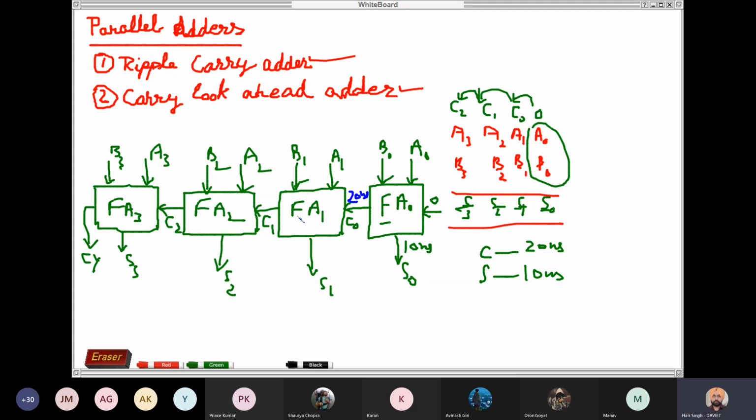Okay, and further FA1, it takes 10 nanoseconds to generate the sum bit. So total time taken by the second adder circuit to generate the sum bit will be 10, its internal time, and 20 nanosecond delay generated in propagation of the carry. So it will provide output within 30 nanoseconds.